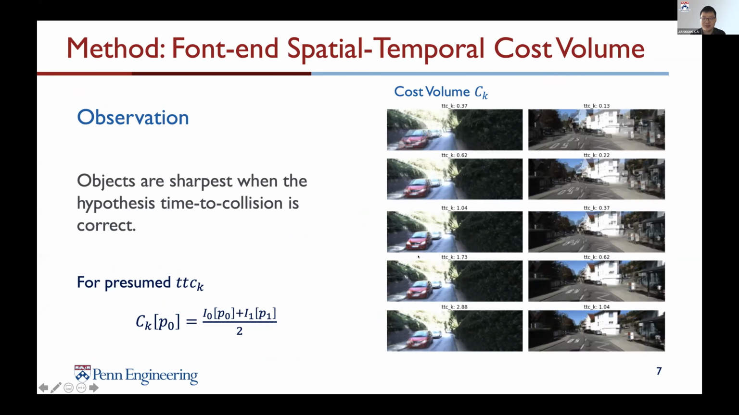Putting in an example, as we've shown on the right here, let's focus on the red car. If the hypothesized time to collision is very far away from the ground truth, it has a blurry image. As it goes closer and closer to the ground truth, it gets sharper and sharper. And the white car behind reaches the sharpest at approximately 3 seconds. This is expected, as it is farther away compared to the red car, so it has a larger time to collision value. With this observation, we transform the time to collision regression problem into a hypothesis testing problem, and this hypothesis testing can be done by estimating the image blurriness.